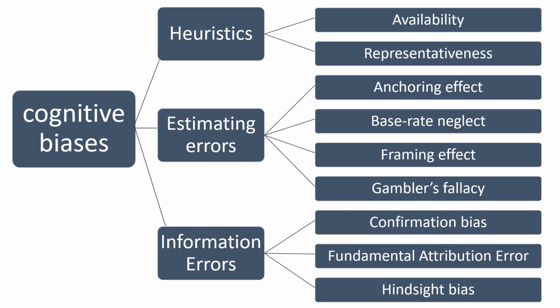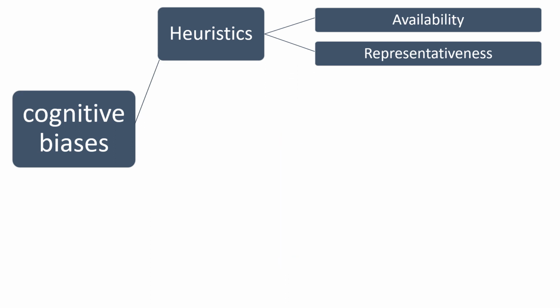Each of the 9 influences how we process information, and therefore, their areas of research literacy can increase the accuracy of our thinking. In thinking about these 9 biases, I tend to group them like I did in this slide, with some related to heuristics, others related to estimating errors, and others related to information errors. Heuristics is a psychological term for the shortcuts and rules of thumb that we use to make judgments and decisions more efficiently. The availability heuristic and representativeness heuristic are 2 of the more commonly referenced biases in this area.